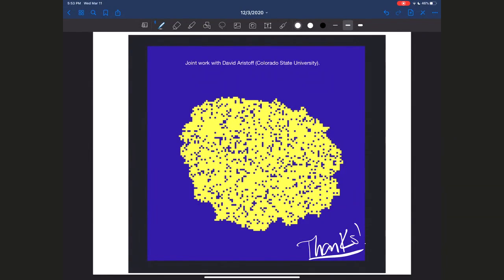Érika, I had a question. Can you say a little bit more about this model that you're doing with David Aristov? Just looking at it, it's clearly not the Eden model because there are Swiss cheese holes throughout. But how is this image created?